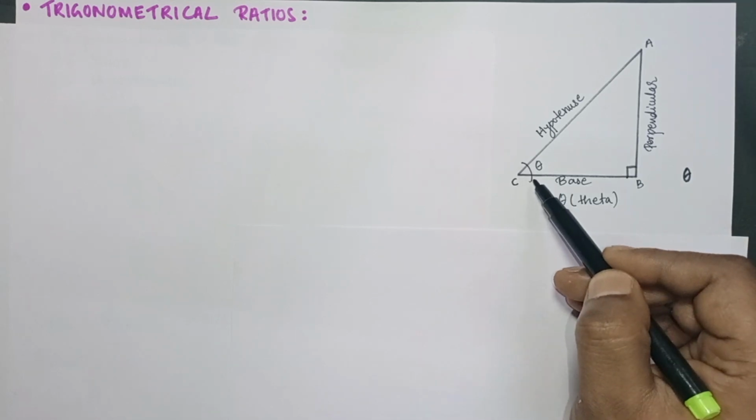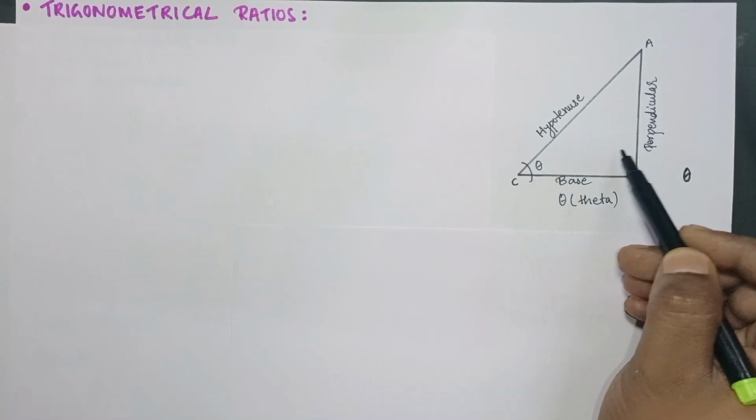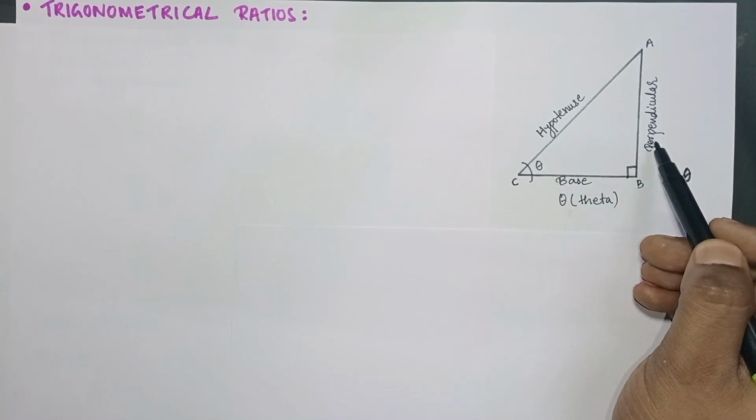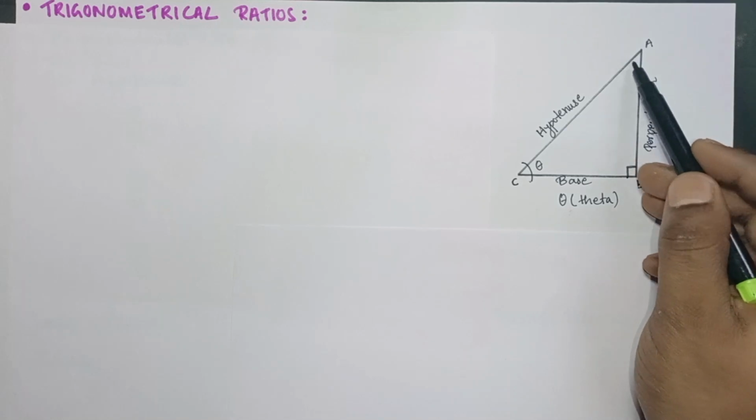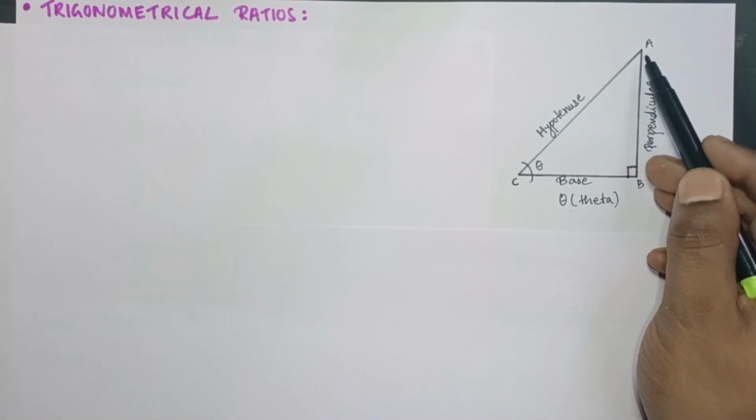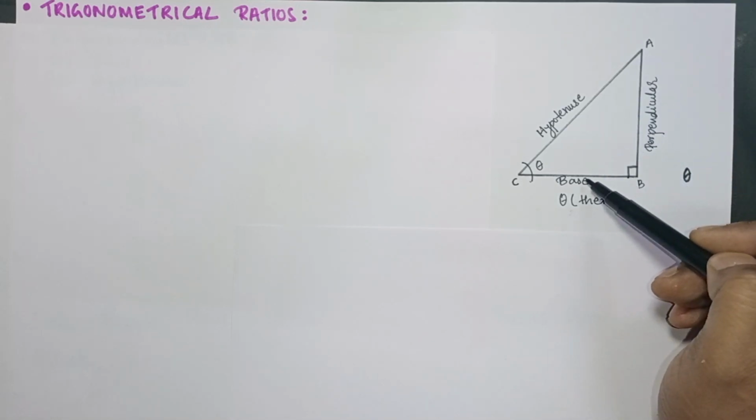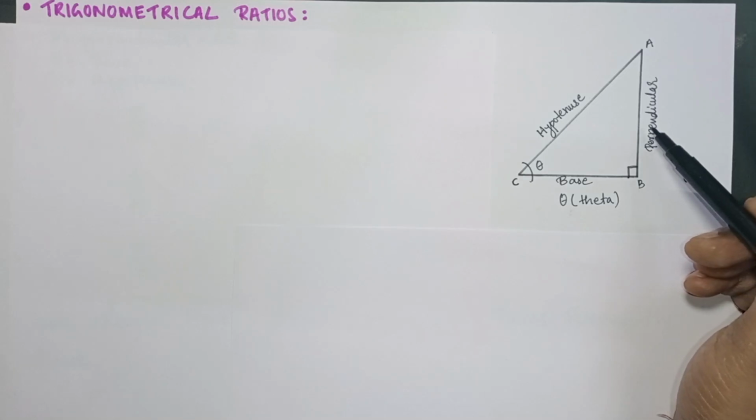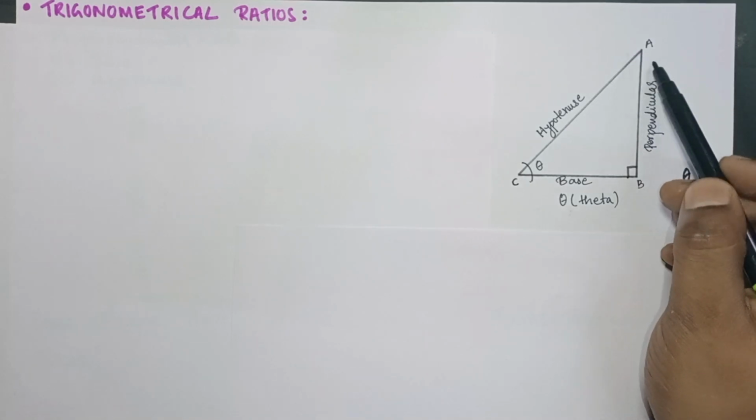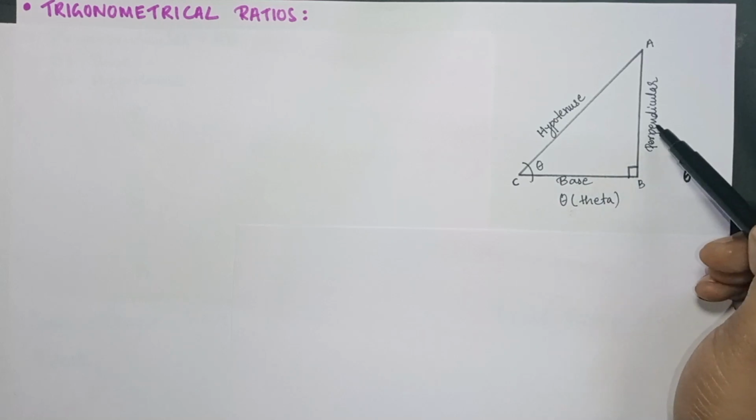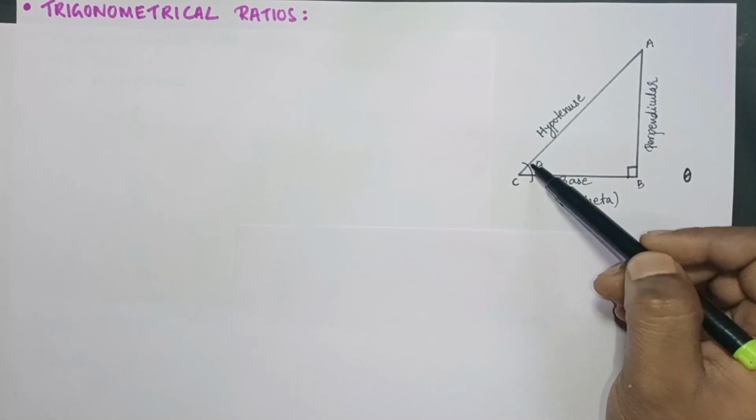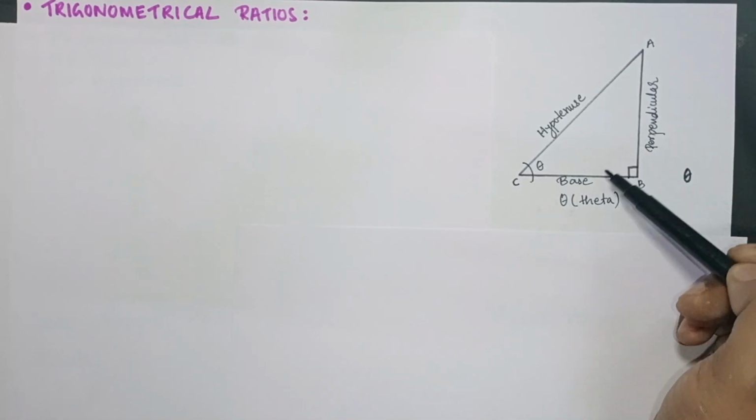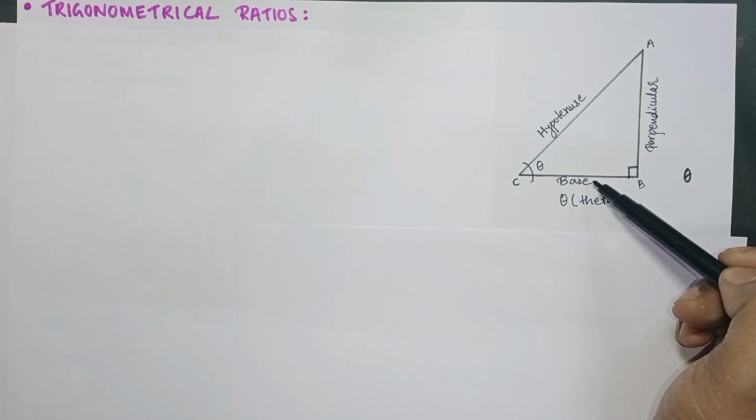Right now I am taking angle C. So for angle C, the perpendicular is this. And if I take angle A, then the opposite side will be the perpendicular and this will be the base. While doing numerical problems, you will be more clear. But right now we are taking this angle theta, so this will be your perpendicular and this will be your base. Hope you are clear with this.